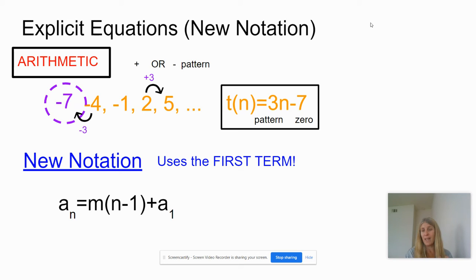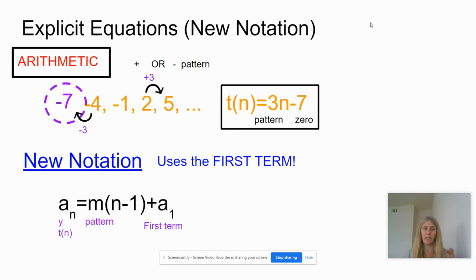Now that little sub, you say a of, and basically that means that the next number is the slope times the number minus 1 plus the first term. So in this case, a of n is what we normally call our y, or our t of n that we just learned. The m is still the pattern, and a sub 1 is our first term. So we're using that instead of our 0 term. So we know the pattern. We know the pattern's 3, and we know the first term is -4. So everything else we're going to leave exactly the same.